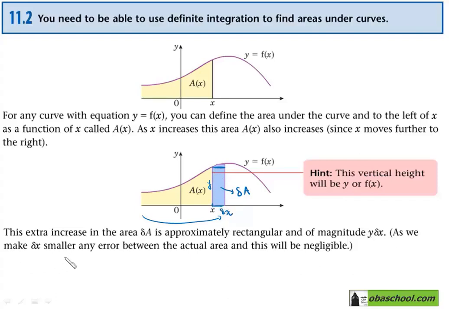As we make delta x smaller, any error between the actual area and this will be negligible. So this will become more of a rectangle as the small area here decreases. We said that delta A is approximately y delta x. Then delta A over delta x is approximately y. Y is the function of this curve.